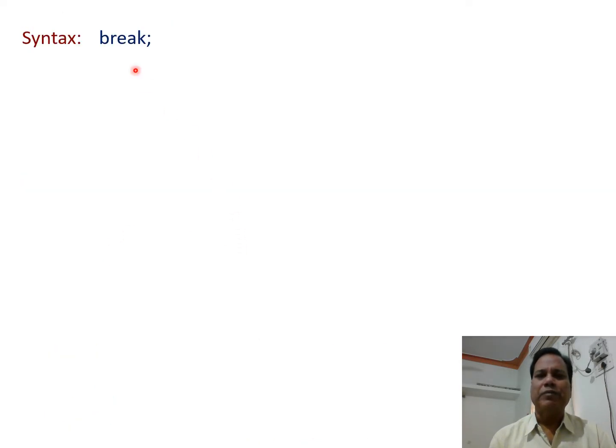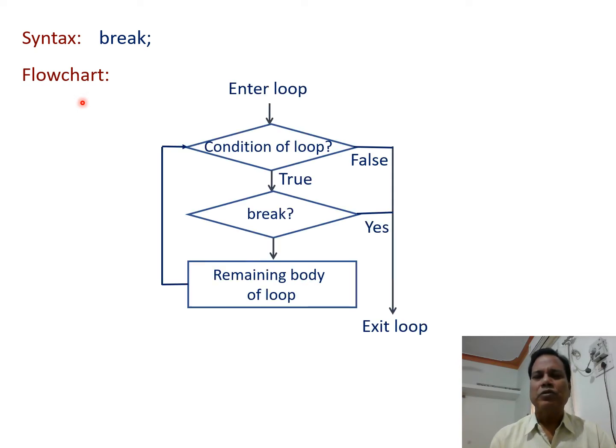Syntax for break statement. We write the break keyword and put the semicolon. Now let us see the flowchart of a loop in which break statement is used. So this diagram shows the flowchart of a loop in which break statement is used. So whenever we enter in a loop, condition of the loop is tested. If condition of the loop is found to be true, then body of the loop is executed. In the body, if condition for break statement is true, then loop is exited.